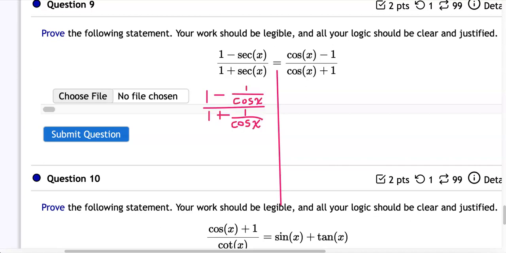1 over cosine over 1 plus 1 over cosine, and now we're going to multiply by a cosine x over cosine x in order to clear the complex fraction. And then our final line of work is just going to be the answer for this one, which is going to be the result then of the distributive property. I'll put a dot here between the fractions to show the multiplication.